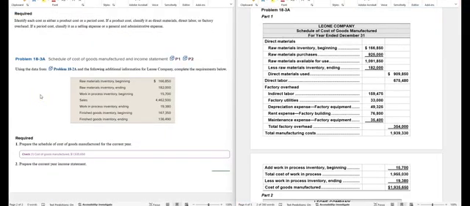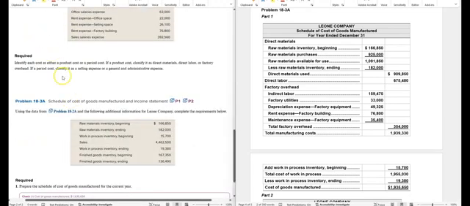All right, this last problem, we are going to prepare a schedule of cost of goods manufactured, as well as an income statement. So internally, companies prepare this schedule of cost of goods manufactured to communicate to those who care within the company, what did it cost us to manufacture the product? So this problem has given us beginning and ending balances in the three inventory accounts: raw materials, work in process, and finished goods. They have also given us the amount of revenues.